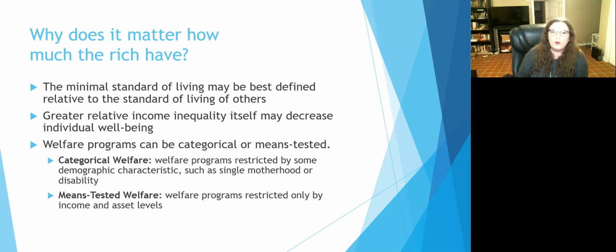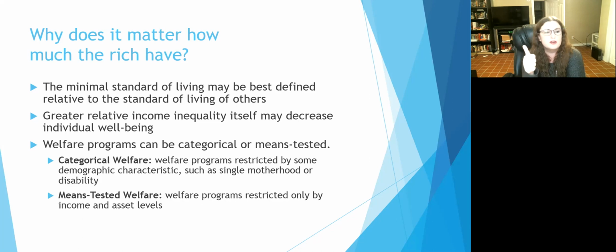So welfare programs can come in one of two ways, because we're public economists, we talk about welfare programs. They can come as categorical welfare or means-tested welfare. You've probably heard both of these before, but I'm going to tell you a little bit about what they are. Categorical welfare is a welfare program that's restricted by some sort of demographic characteristic.